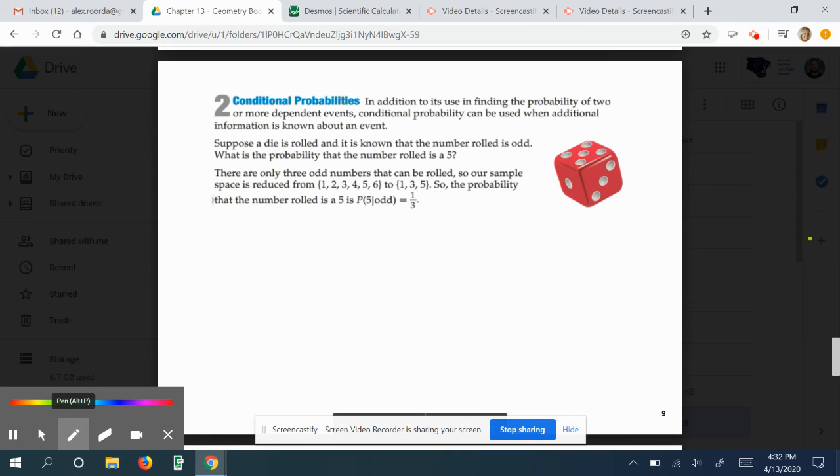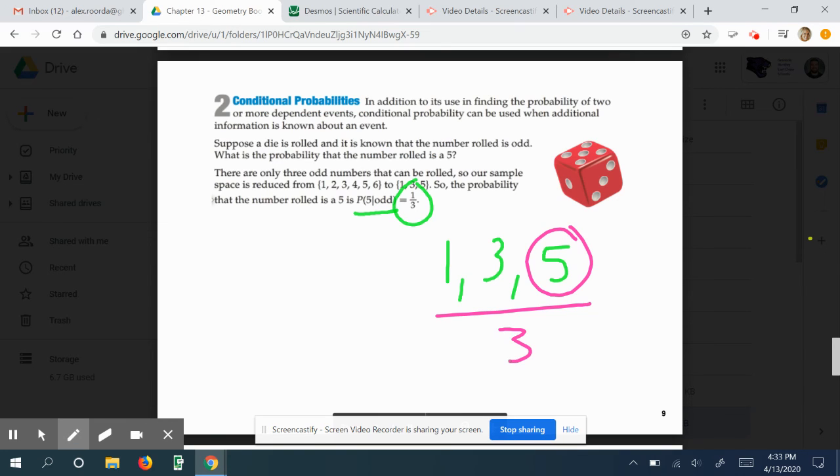All right, so it says, suppose the die is rolled, and it's known that the number rolled is going to be odd. What is the probability that the number rolled is 5? So basically it's saying, what's the probability of rolling a 5 given that we know it's an odd number? And so that would be 1 out of 3, because our odd numbers would be 1, 3, and 5. 5 is 1 out of the 3, right? So it'd be 1 out of 3.